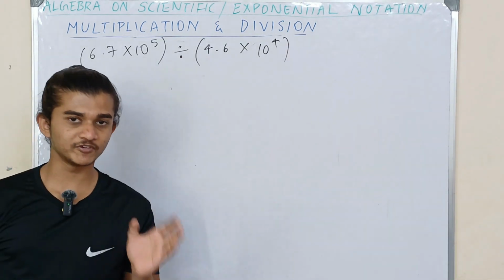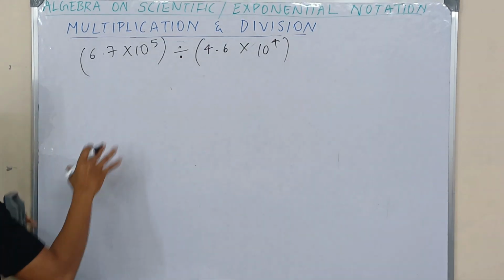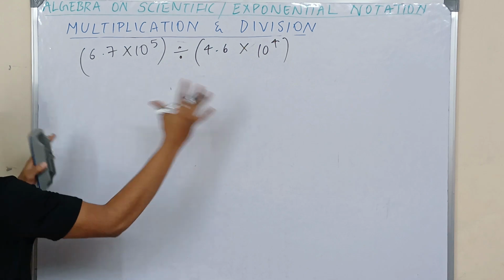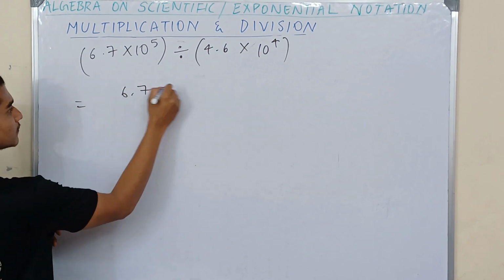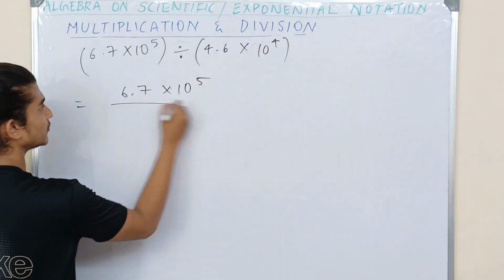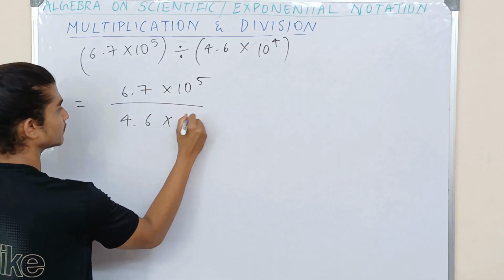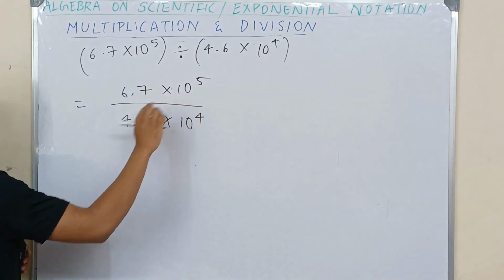Okay, now let's talk about divisions. So the question is going to be given in this way, or it's going to be given in this form, divided by 4.6 into 10 power 4. So either you can see the problem in this way or in this way.